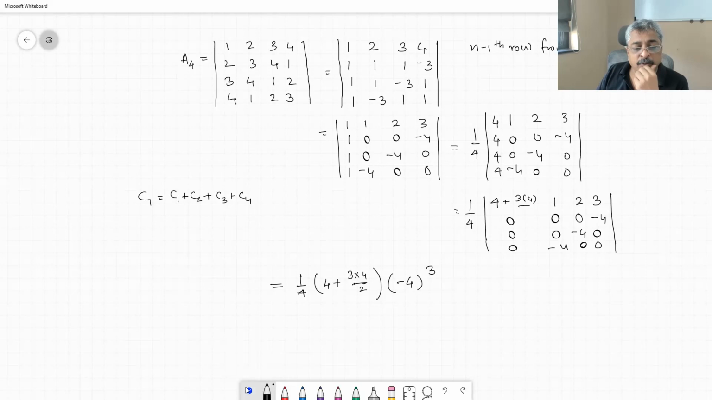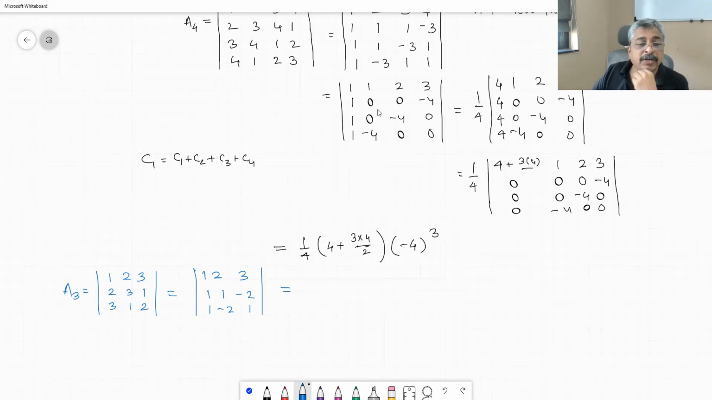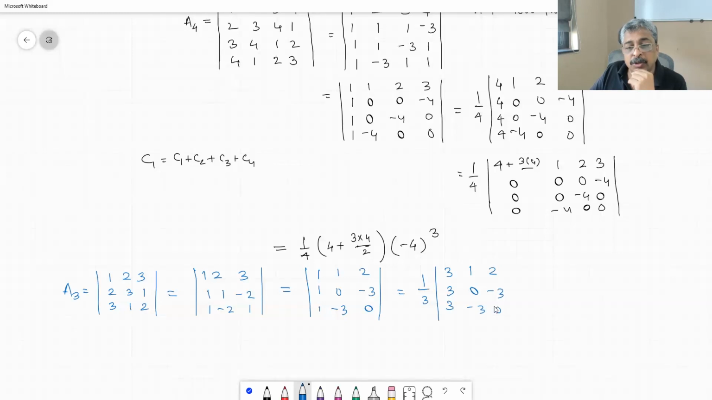Let us do for A3. We know how to do it. Let us do it for A3. One, one, minus two. 1 minus 2, 1. Then we did first column to be subtracted from remaining all columns. First column as it is 1 0 minus 3, 2 minus 3 0. Then multiply by 1 by 3, make it 3 3 3, 1 2 0 minus 3 minus 3 0.